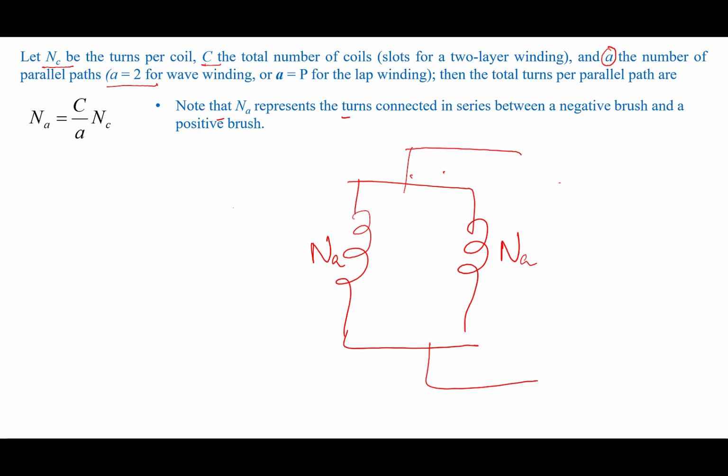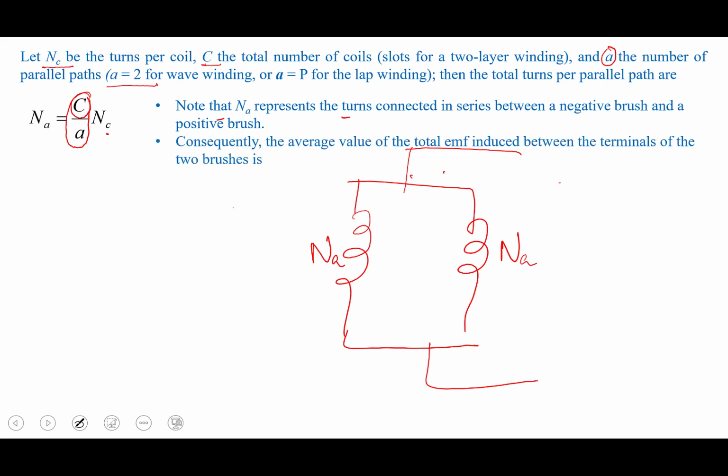If it is wave-wound, it will be 2 Na, right? So Na represents the turns connected in series between the negative brush and the positive brush. How much will it be? It will be C by A times Nc. C is the number of coils divided by the number of parallel paths, and Nc is the number of turns per coil. So per parallel path we have C by A coils, and that is multiplied with Nc. That gives the number of turns per parallel path.